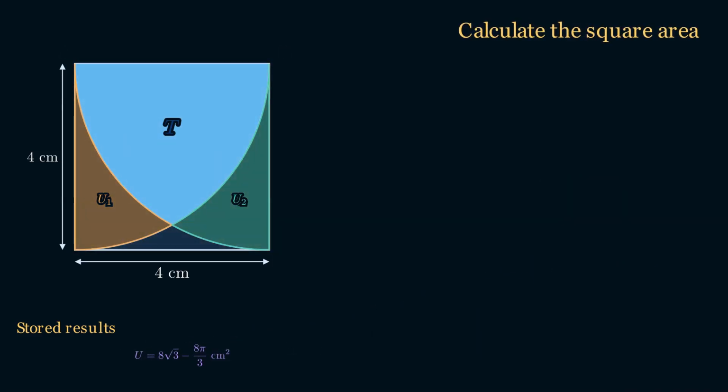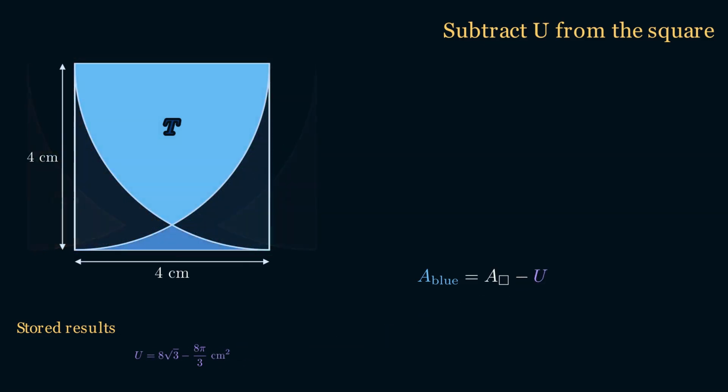Now calculate the area of the square. 4 multiplied by 4 equals 16 square centimetres. The total blue area equals the area of the square minus U. So remove U1 and U2 from the square. The two blue regions remain.